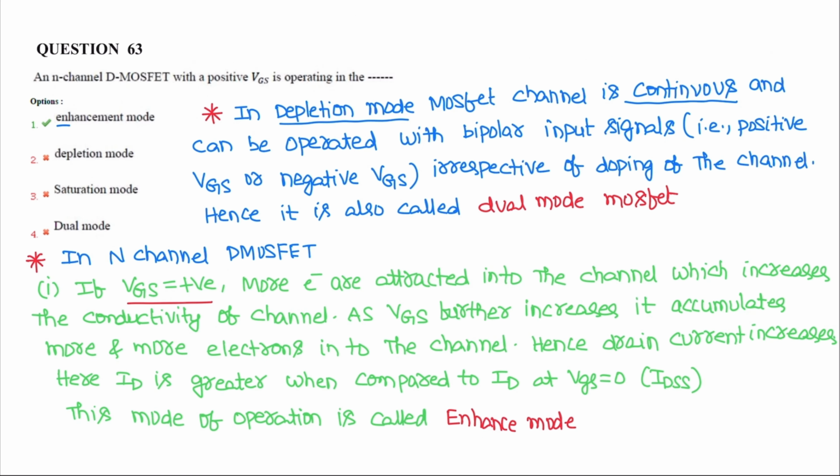So here the correct option is when VGS is positive. Given in the question, VGS is positive, then it operates as an enhancement mode MOSFET. If VGS is negative, for negative VGS, it operates in depletion mode. The other name for depletion MOSFET is dual mode MOSFET. Correct option is 1.